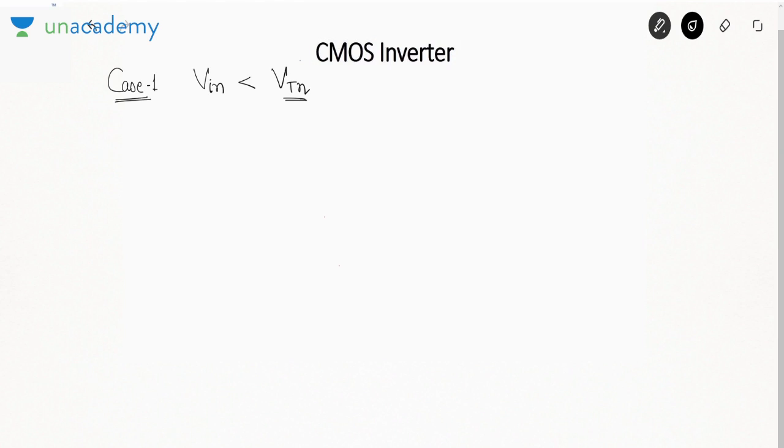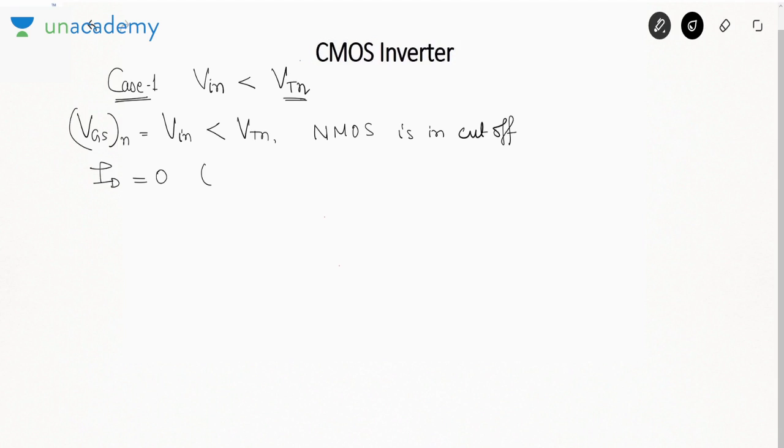Now we know VGS of NMOS is equal to Vin, but I am saying Vin is less than Vtn. That means NMOS is in cutoff. If you have applied a voltage less than threshold voltage, NMOS is in cutoff region. If NMOS is in cutoff region, the drain current is 0, or you can treat it like open circuit. What about the PMOS? For PMOS, VSGP was VDD minus Vin. I just explained in the last slide.